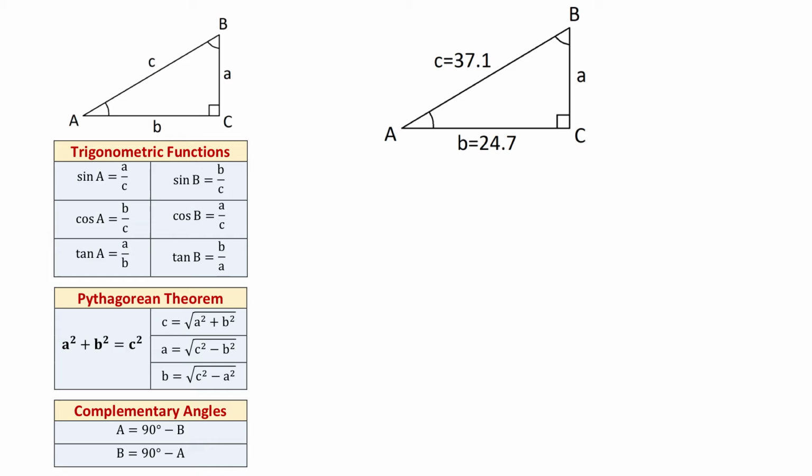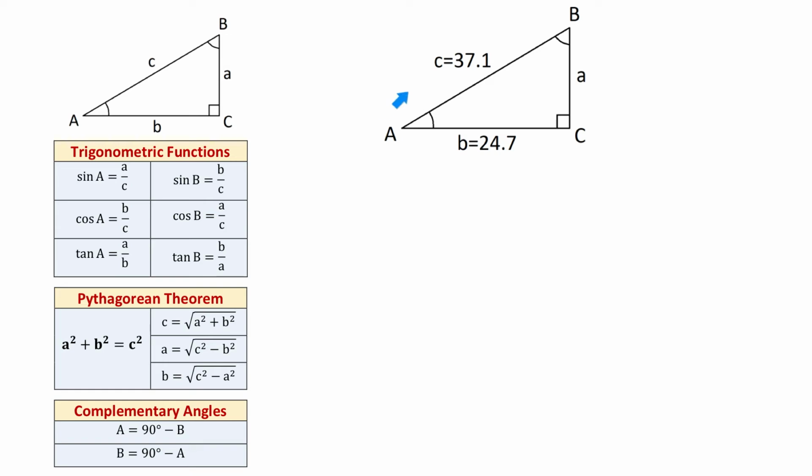We know that in any triangle, the sum of all three angles equals 180 degrees. Now, because angle C measures 90 degrees, then the sum of angles A and B is also 90 degrees. So, if we know angle B, we can find angle A by subtracting B from 90 degrees. And if we know angle A, we can find angle B by subtracting angle A from 90 degrees. Now, let's solve the given problem.